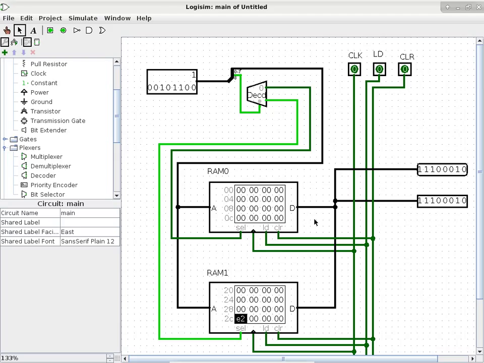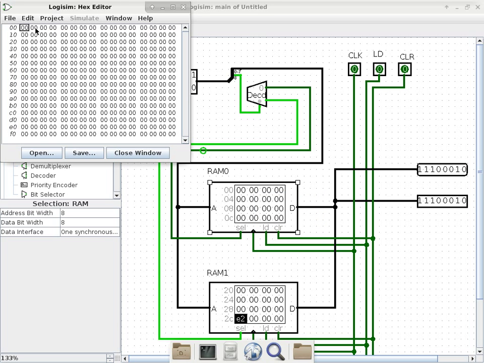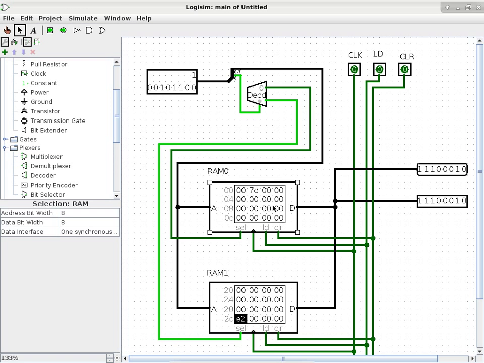So what we want to do is to read from a certain location, and we want to do something a little bit different. Let's go to this location here. You can right-click on the RAM module and click Edit Contents. That will allow you to go to a particular location. All you have to do is type something here. I'm going to type 7D and change that location to 7D and close the window. So 7D is now this location.